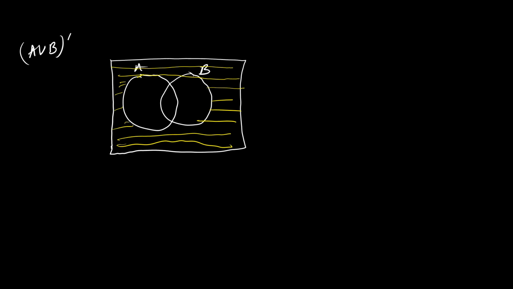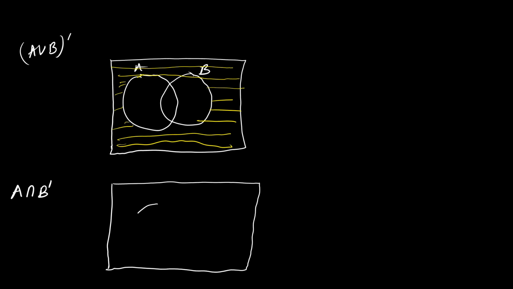And lastly, let's look at another operation. Here we have to find A intersection B complement, which is A intersection B prime. So we look for the intersection of B prime and A. So let's look at the Venn diagram here. You have two sets as usual, set A and set B. This is A and this is B.